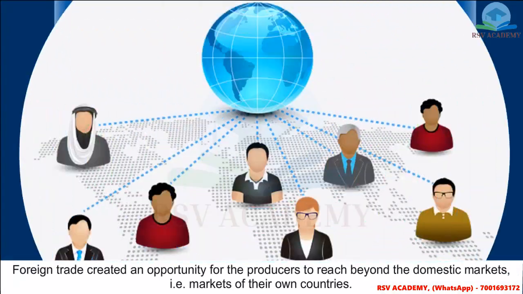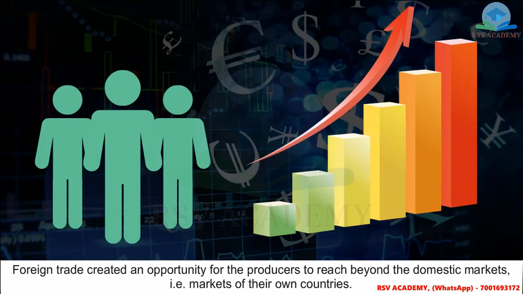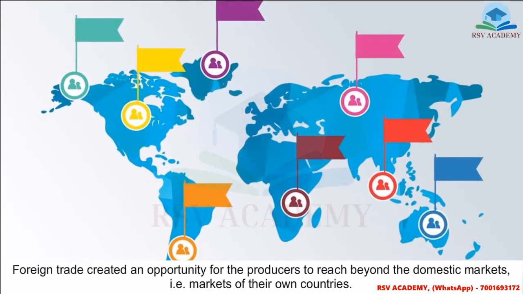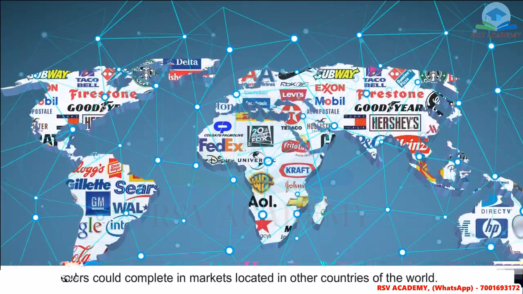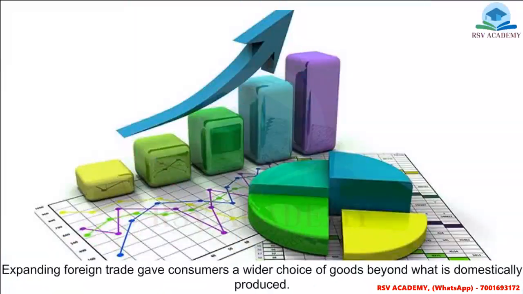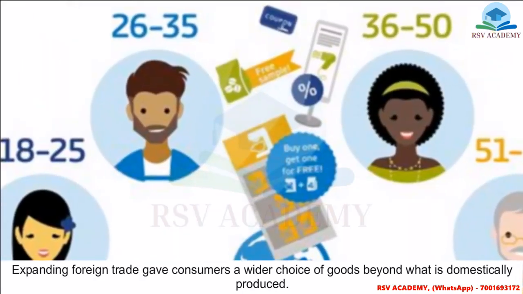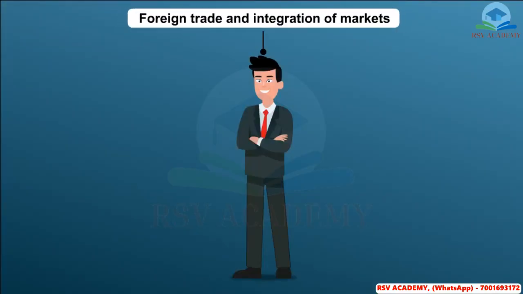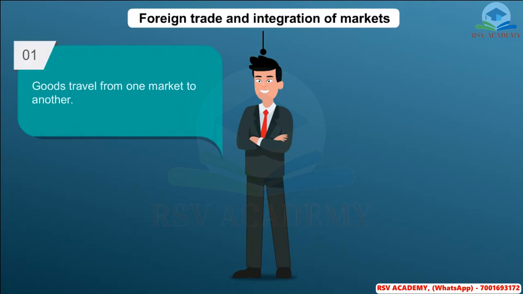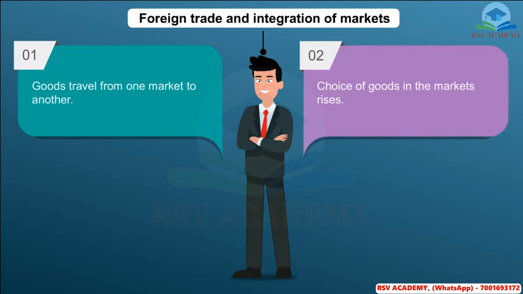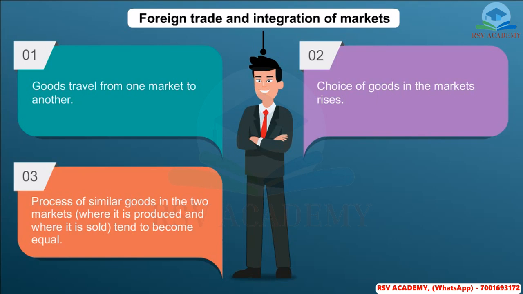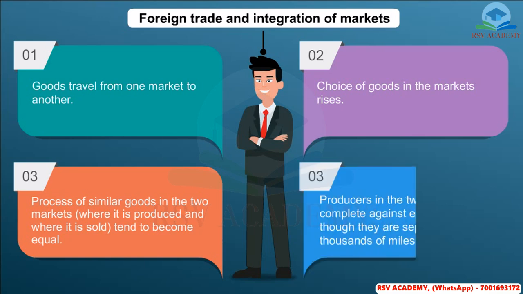Foreign trade created an opportunity for the producers to reach beyond the domestic markets, that is, markets of their own countries. Producers could compete in markets located in other countries of the world. Expanding foreign trade gave consumers a wider choice of goods beyond what is domestically produced. So, due to foreign trade and integration of markets, goods travel from one market to another. Choices of goods in the markets rise. Prices of similar goods in the two markets, where it is produced and where it is sold, tend to become equal. Producers in the two countries compete against each other even though they are separated by thousands of miles.